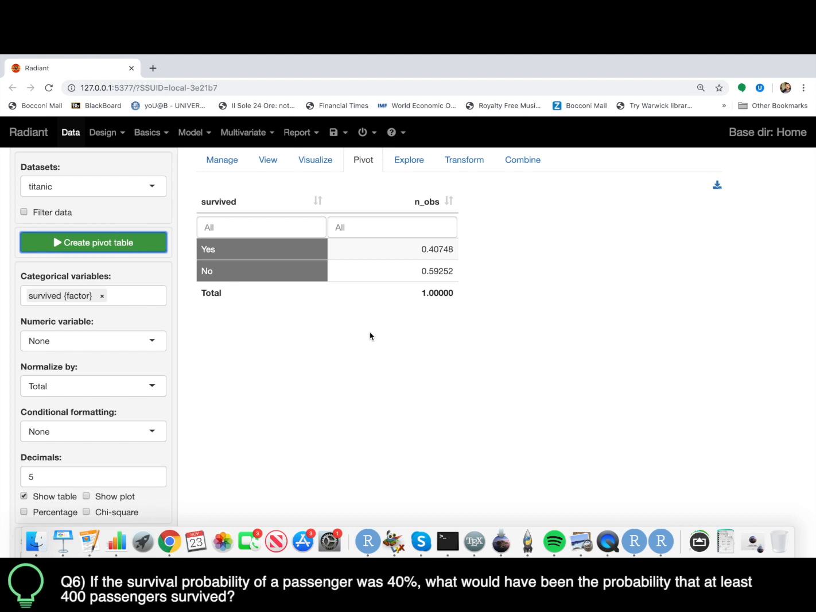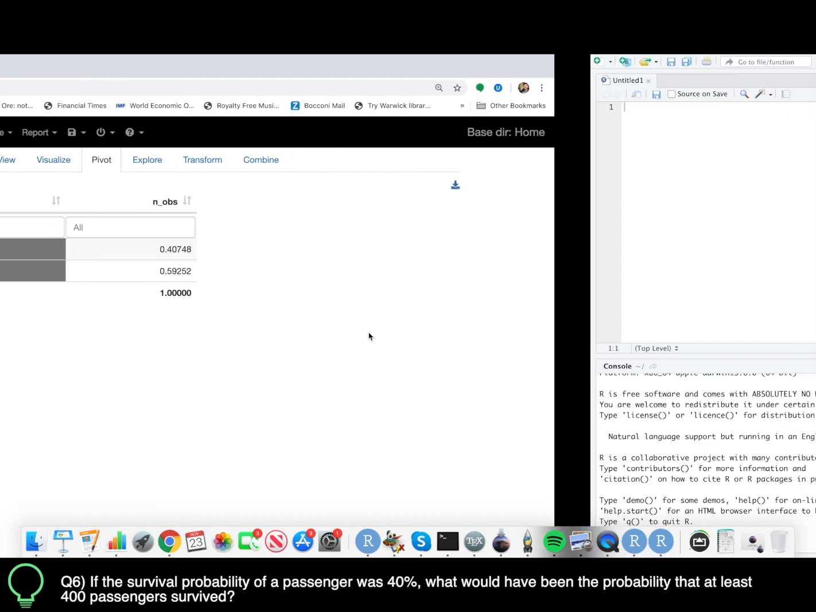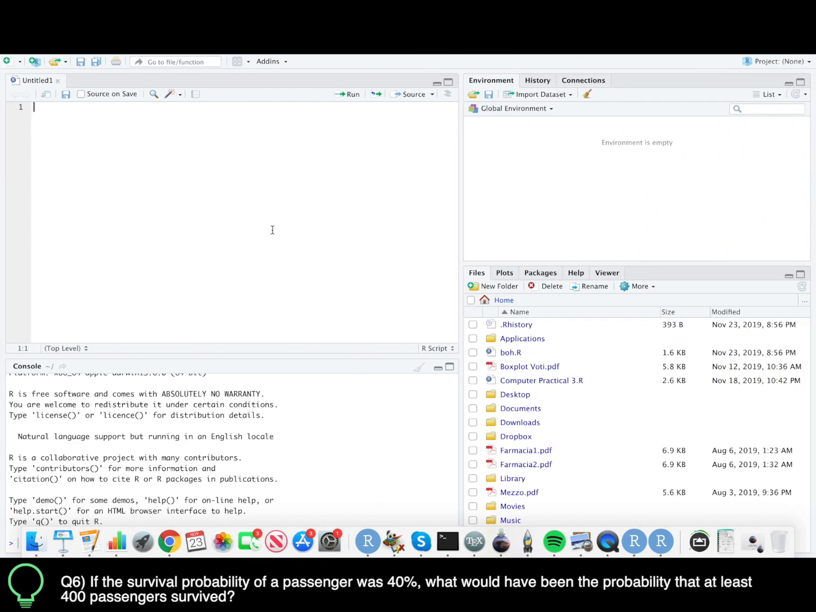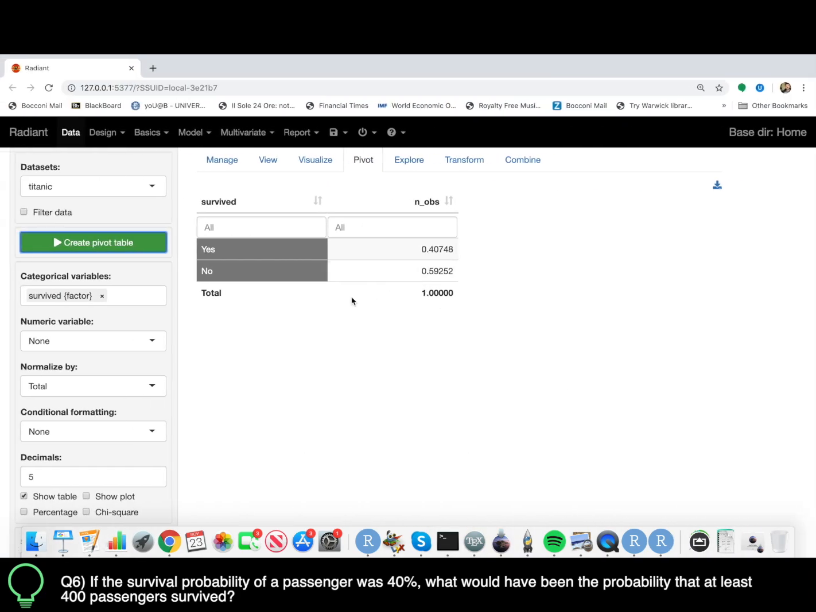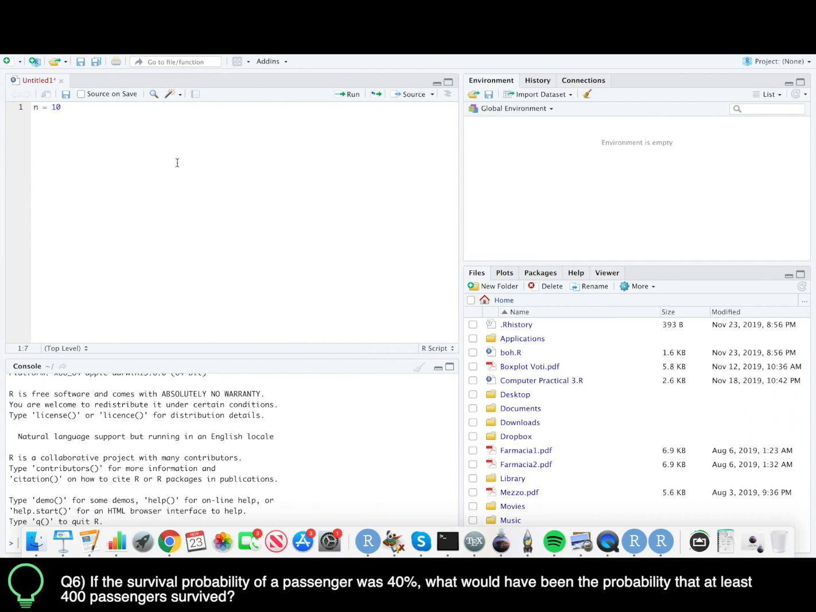Question number 6. If the survival probability of a passenger was 40%, what would have been the probability that at least 400 passengers have survived? So, we can do this in 2 equivalent ways, or maybe more, but these are the ones I could think of. Let's go to RStudio. So we have in total a number of passengers, we can see it here by not normalizing. So there are in total 1,043 passengers.